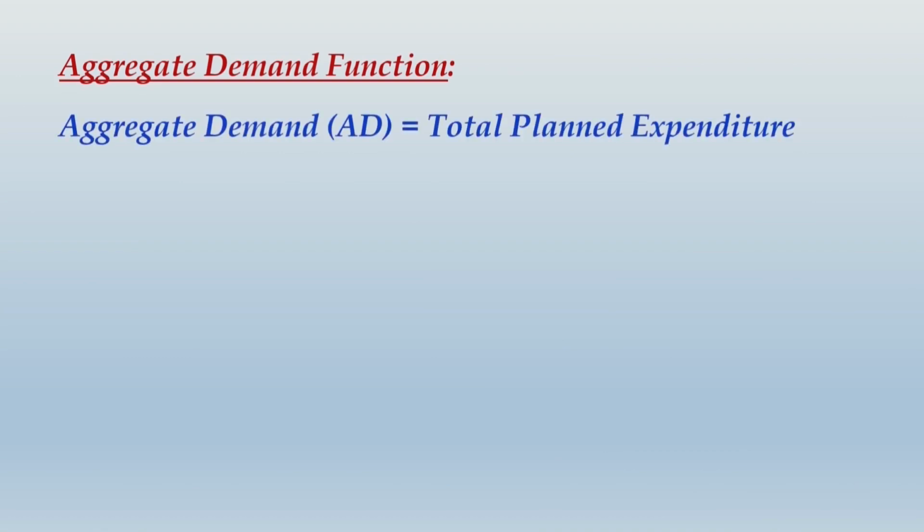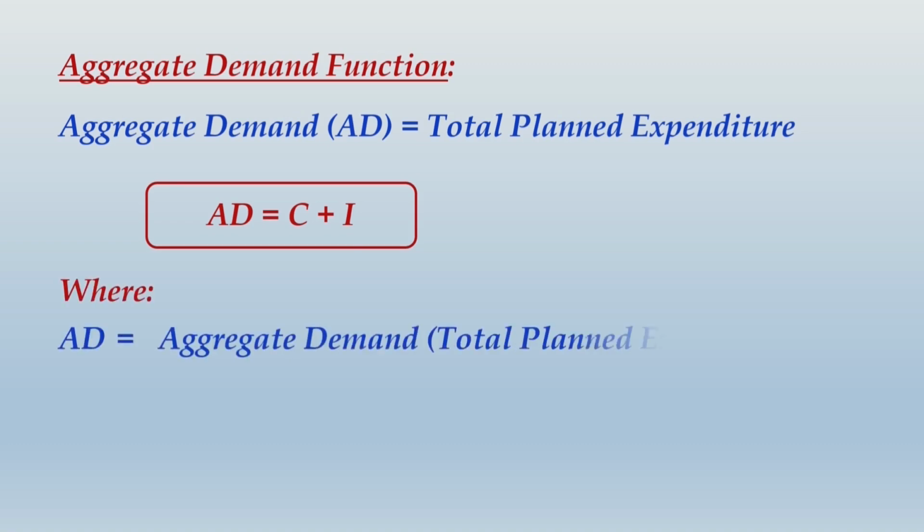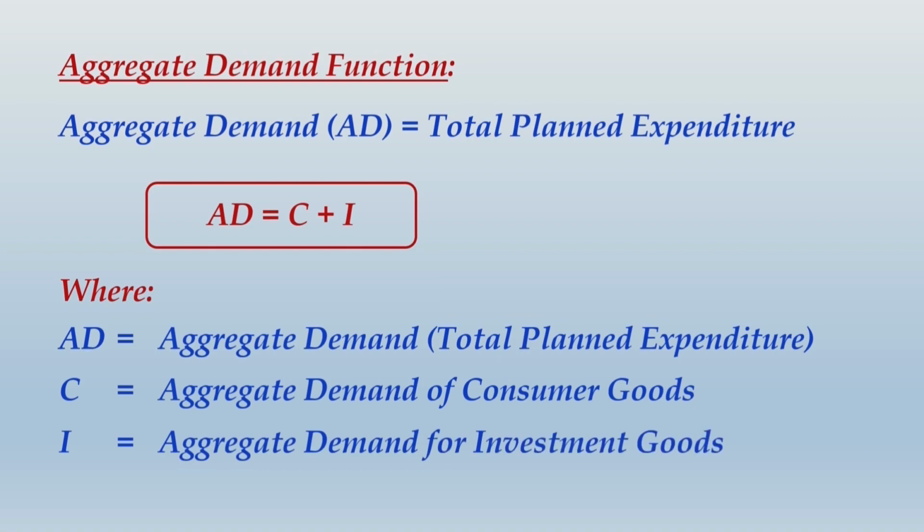And now what I am showing, you don't have to write in your notebook. If you can recall, you have already written in the first lecture something about the aggregate demand function. Aggregate demand function is total planned expenditure. So aggregate demand will always be equal to C plus I, where AD stands for aggregate demand, that is total planned expenditure. C stands for aggregate demand for consumer goods, and I stands for aggregate demand for investment goods. As I told you, you don't have to write this.